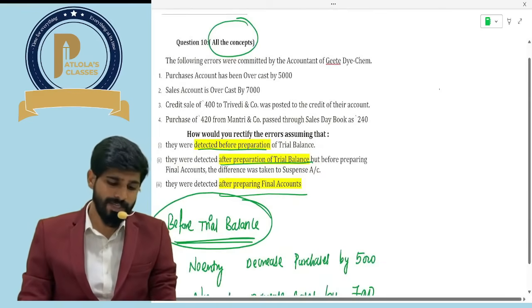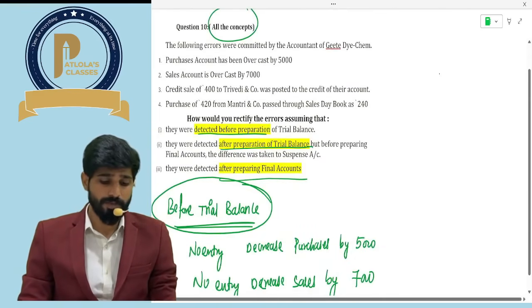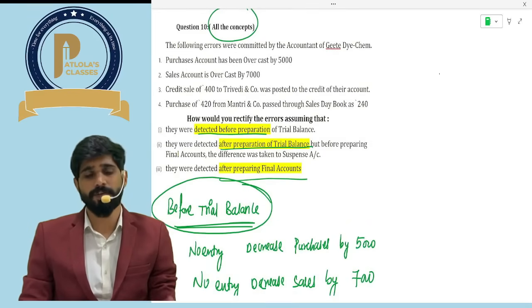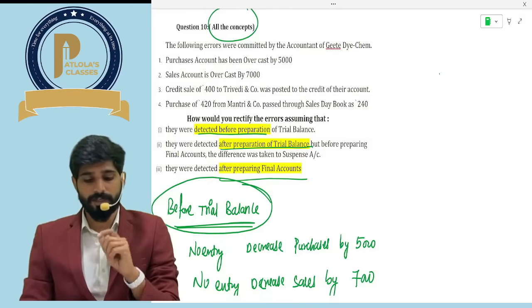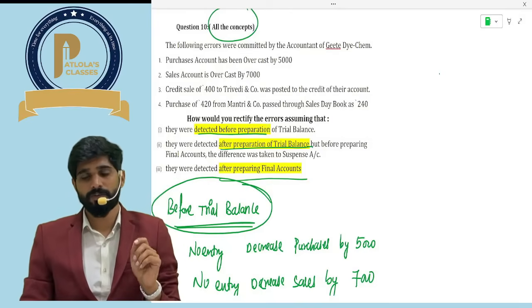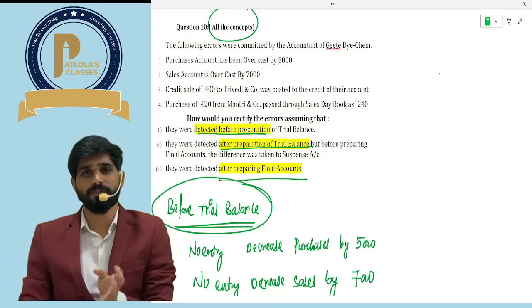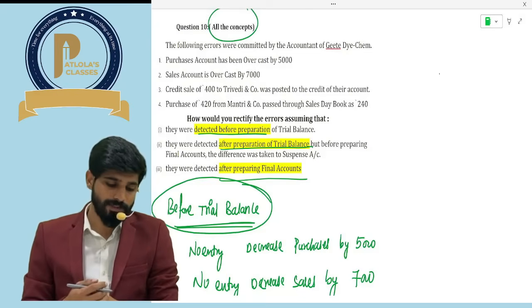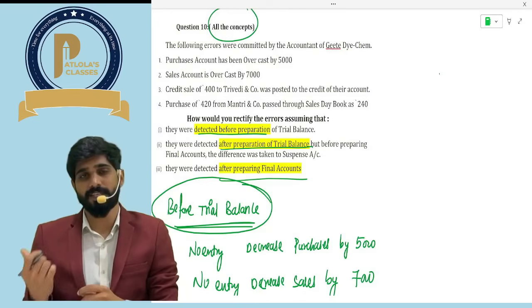Okay, let us come to the next one. Credit sale of 400 to Trivedi and Co was posted to credit office account. Very simple. When you make a credit sale to Trivedi and Co, his account should be debited. But what have you done? You have credited his account. So can I say the mistake is only in his account? There is no suspense, nothing, because we have not yet prepared a trial balance. His account should have been debited by 400, whereas it is credited.